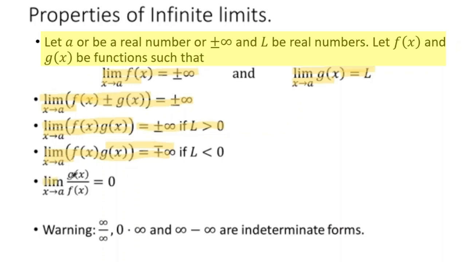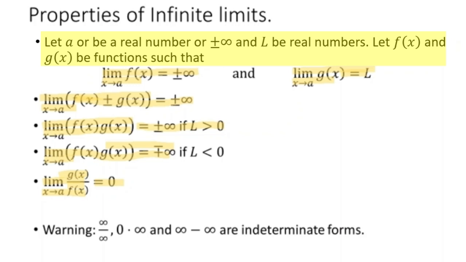Now lastly, the limit as x approaches a of g of x over f of x will equal 0. The reason for this is the numerator is getting closer to a finite value, while the denominator is increasing or decreasing without bounds. This is going to result in fractions that are getting closer and closer to 0 as f of x is getting larger and larger or smaller and smaller. So a number divided by positive or negative infinity will equal 0.